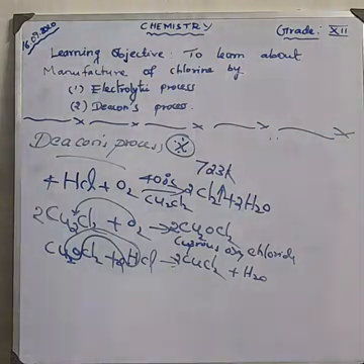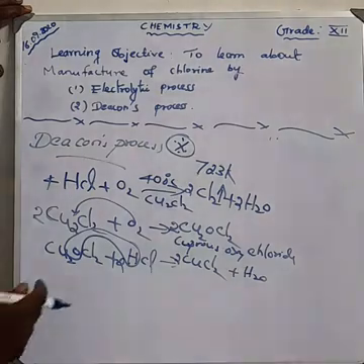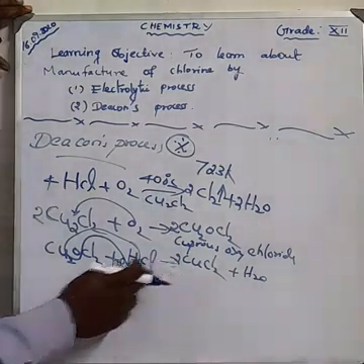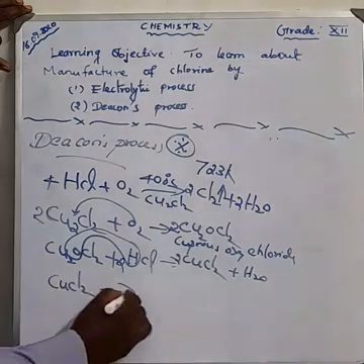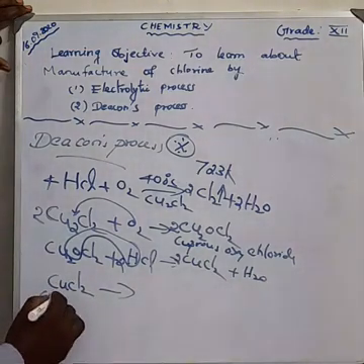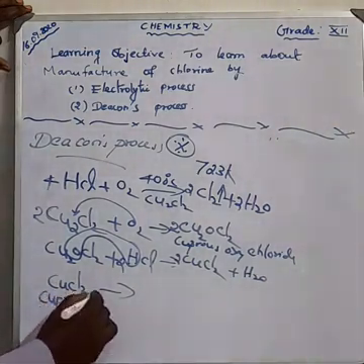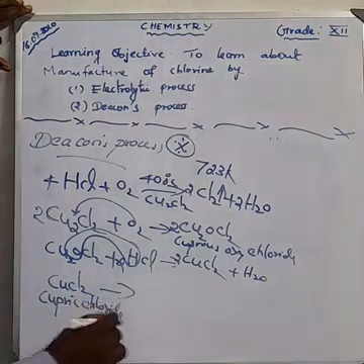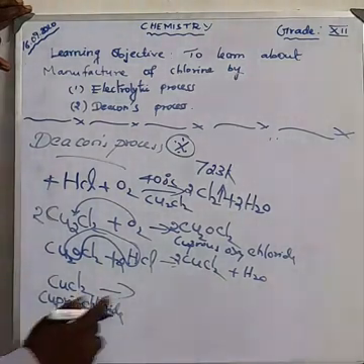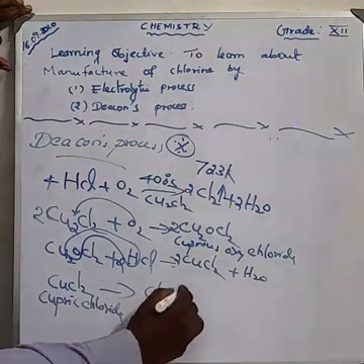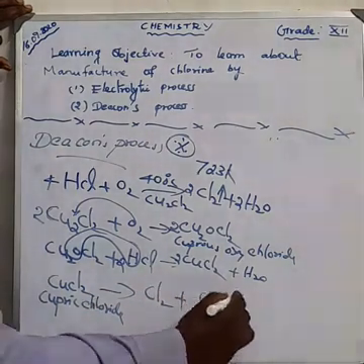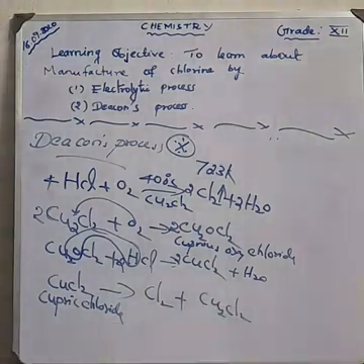Next, cupric chloride is converted into cuprous chloride. One of the cupric chloride, CuCl2, is converted into cuprous chloride, and the chlorine is obtained here. Cu2Cl2 is the product.